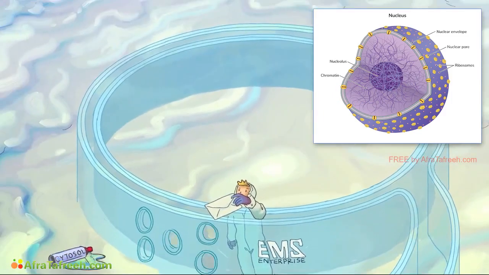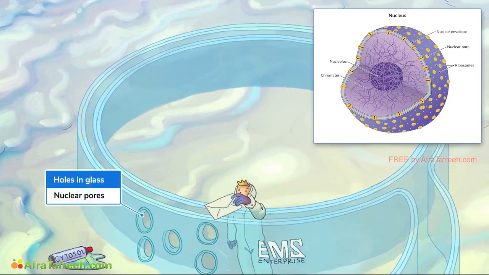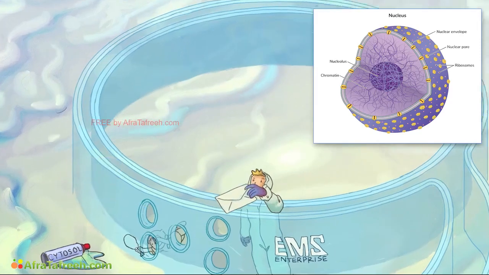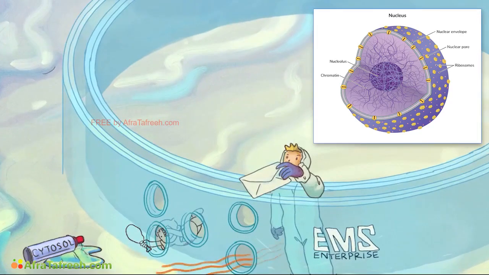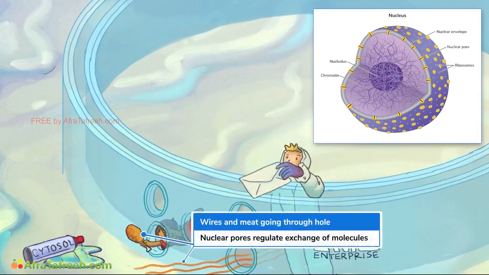The nuclear envelope also has another special feature: passageways. These holes in the command center glass represent nuclear pores, protein complexes that perforate both the inner and outer membranes to regulate the entry and exit of macromolecules, like RNA, hence the orange wires, and proteins.